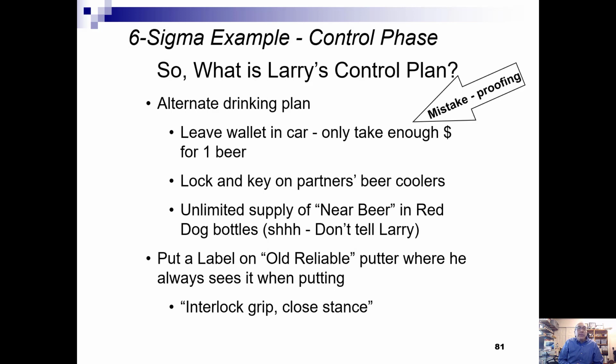Alternate drinking plan? Leave the wallet in the car. He only takes enough money for one beer. Lock and put a key on his partner's beer coolers. Have an unlimited supply of fake beer. Don't tell Larry. Put a label on his putter where he always sees it when he's putting: interlock grip and closed stance.